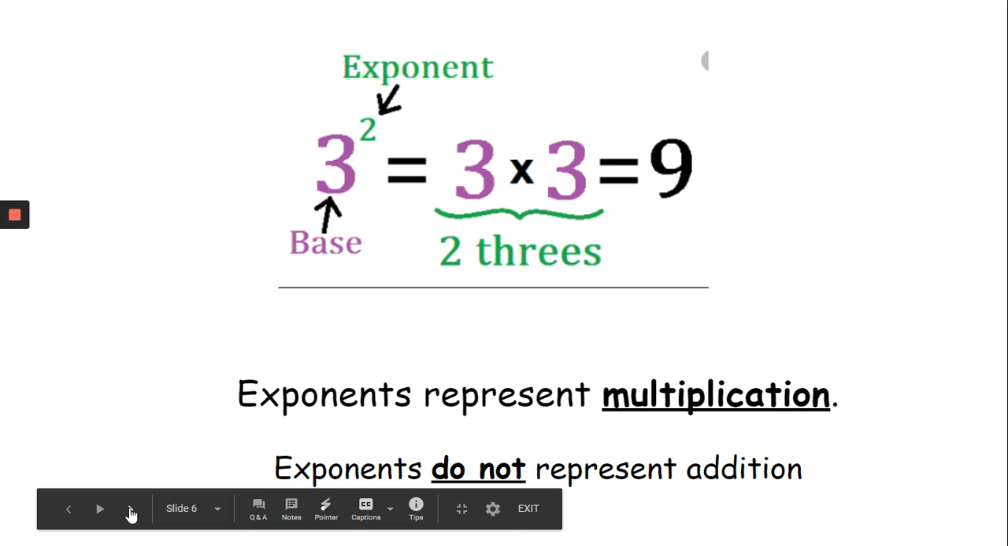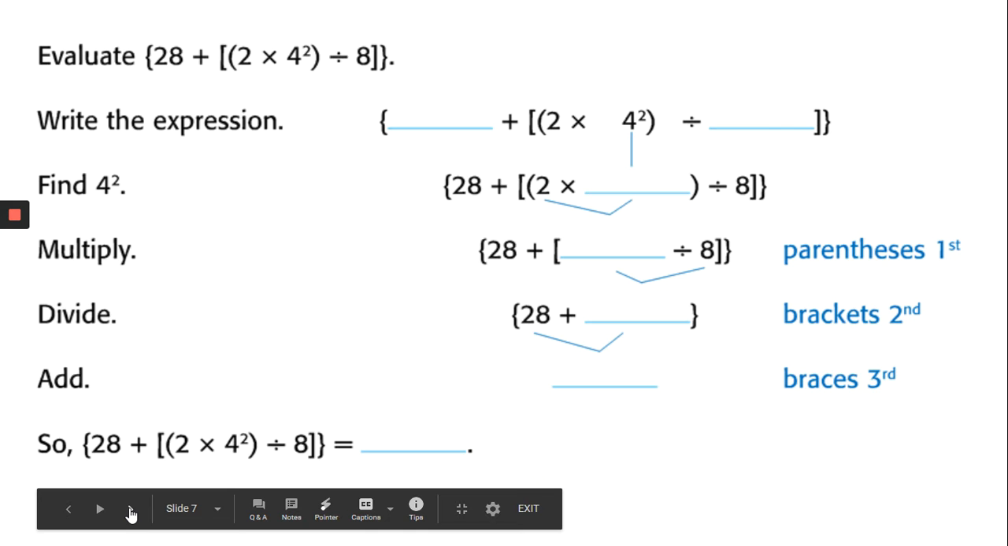So in the example that we're showing, 3 to the second power, or 3 squared, the exponent means squared or second power. It means for us to multiply 3 times itself, 2 times, all right? So 3 times 3 equals 9. You would not do addition. An exponent does not represent addition, it represents multiplication. So we had a quick review on parentheses, brackets, braces, and exponents. Now, let's take a look at this example.